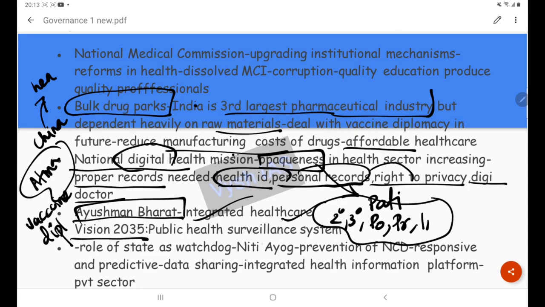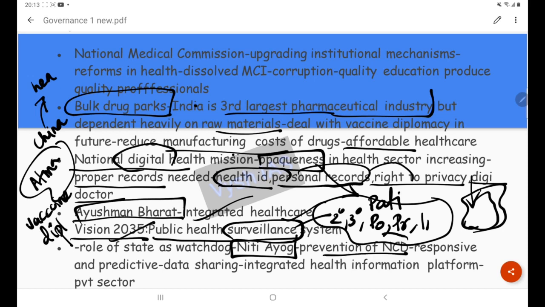Then Vision 2035. See, this is about public health surveillance. It is by Niti Aayog. Why do we need surveillance? Surveillance ensures proper functioning. Only if there is surveillance will the systems function at par with the expected standards. So this envisages the prevention of NCDs also. NCDs are increasing in India, so it offers to prevent them, and it is about data sharing. Then it is integrated healthcare. Also it offers private sector participation. See, PPP participation is very important in governance, because India is a developing country, so it definitely needs the participation of the private sector.